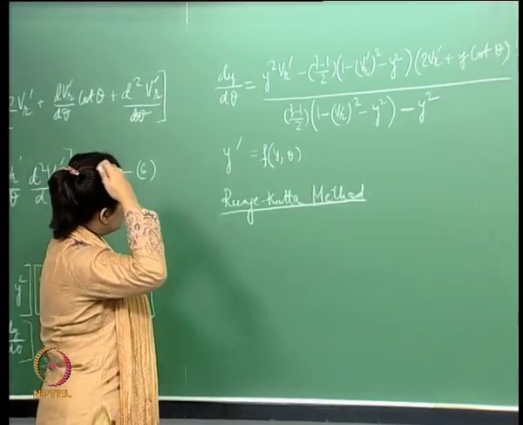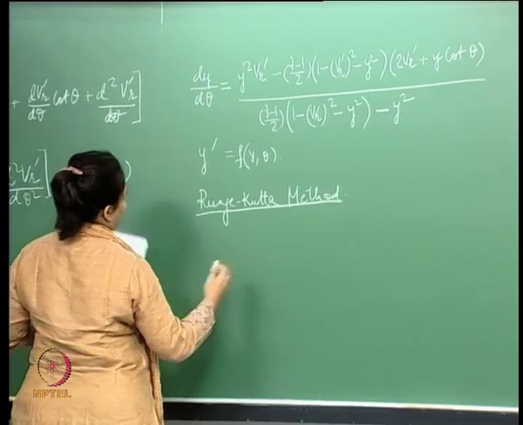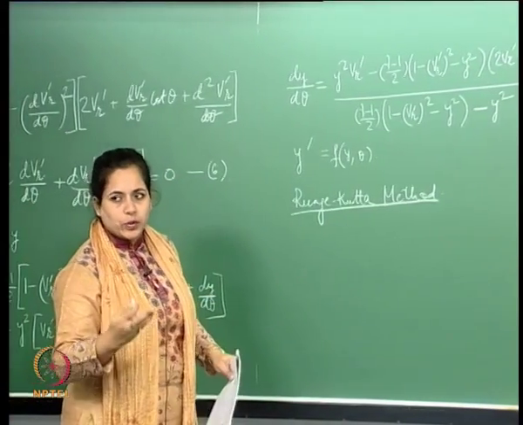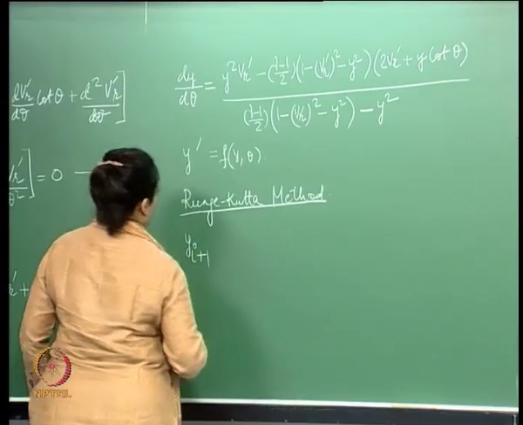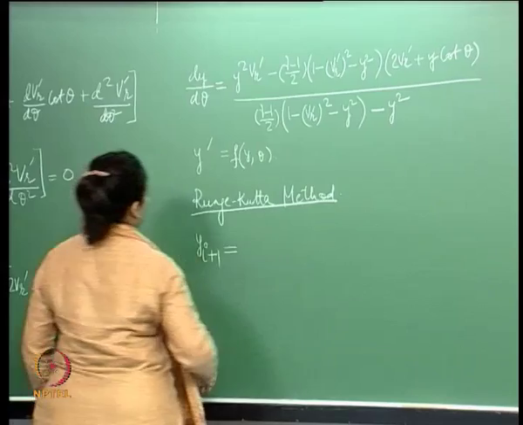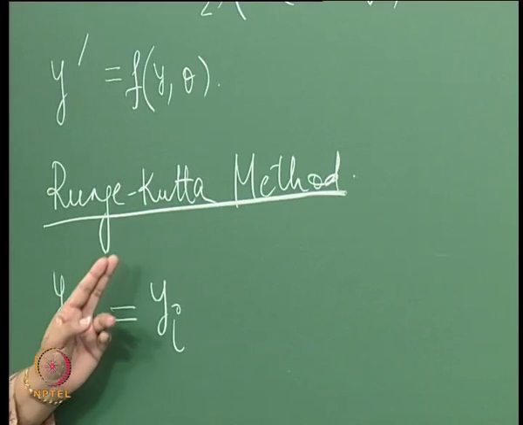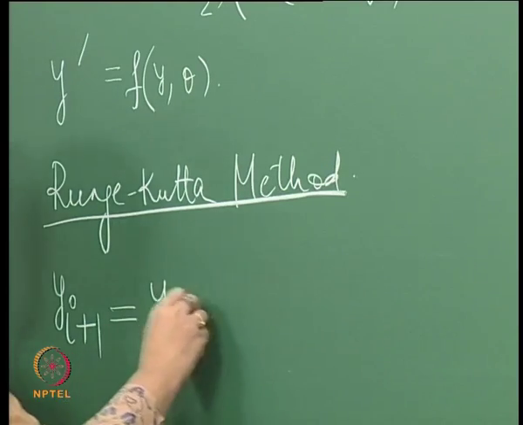So let me just write out what this Runge-Kutta method is. What we're saying is that, in some space, if I discretize my space at various points, then at a particular point, say i plus 1, the value is given using the Runge-Kutta method as the value at the point i, and you add to that this.